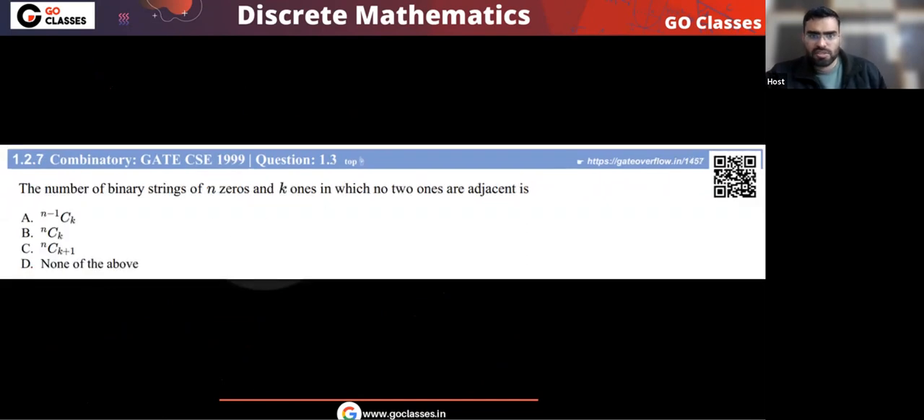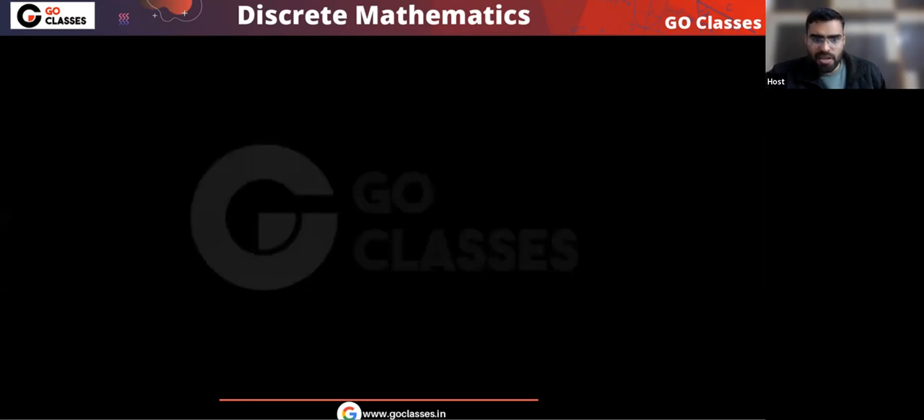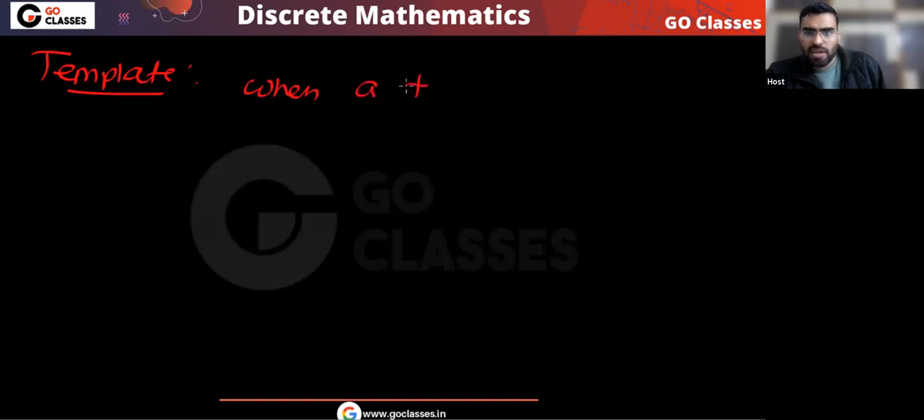What is the answer for this question? The number of binary strings having n zeros, k ones, in which no ones are adjacent. See, when two people are never together, these are some templates I want to discuss. So this is a template when no two people are together, when a type of elements are never together.